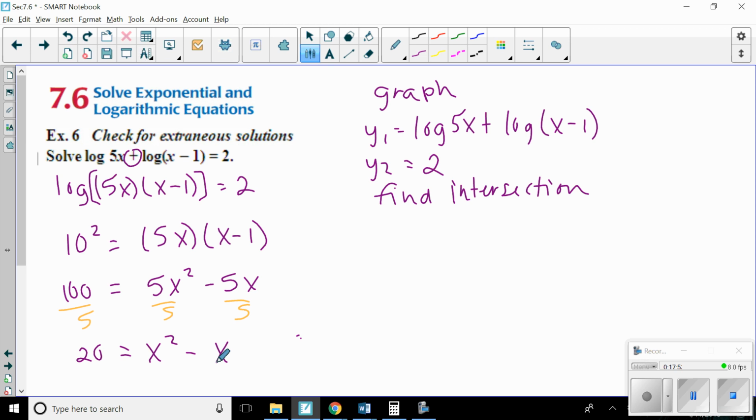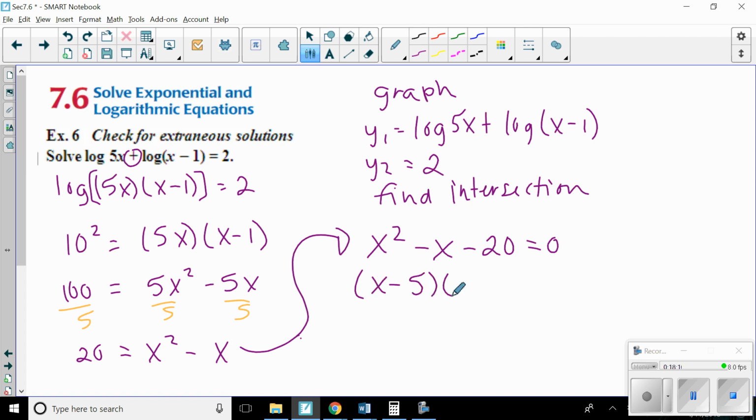Since I have a quadratic function here, I'm going to set this equal to 0 and then factor. So x squared minus x minus 20 is equal to 0. Now I'm looking for factors of negative 20 that add up to negative 1. So I have x minus 5 times x plus 4, that's equal to 0. So my x values are 5 and negative 4.